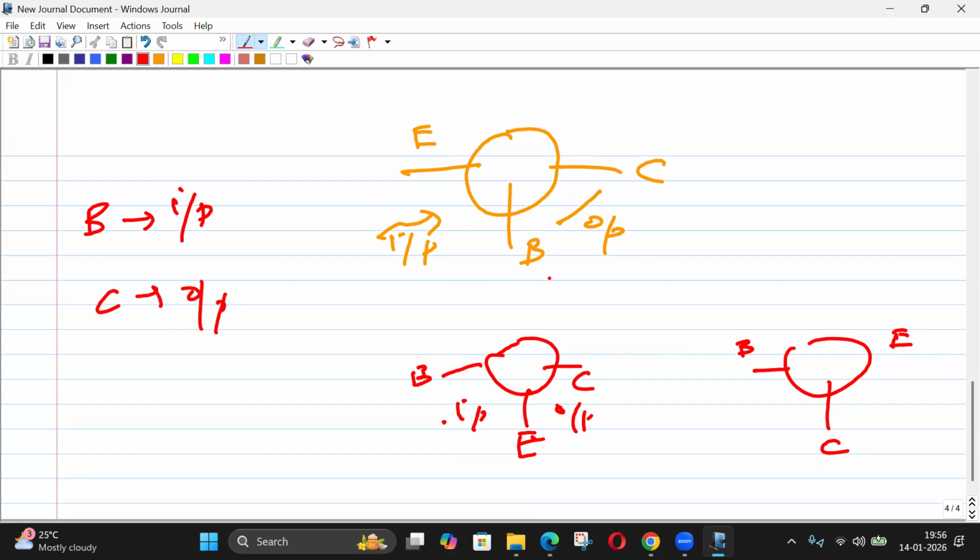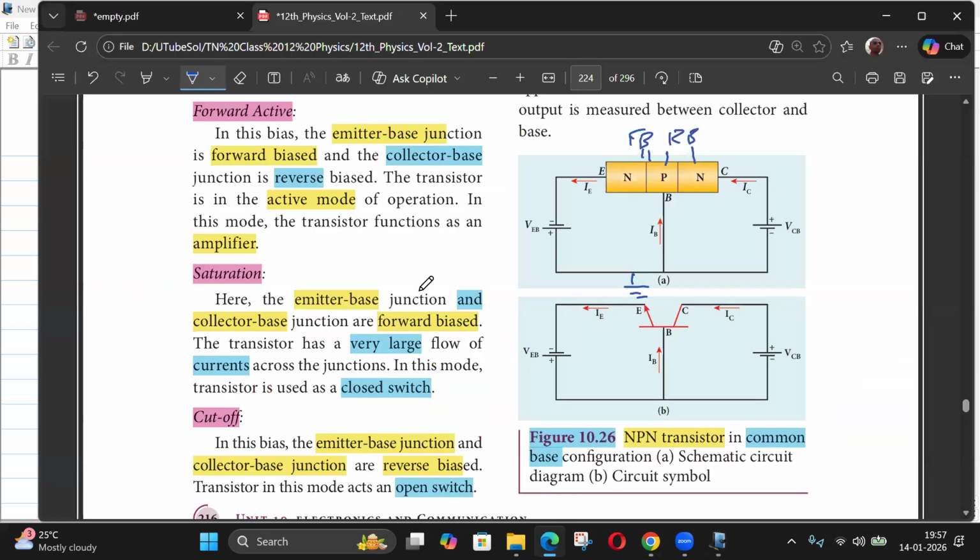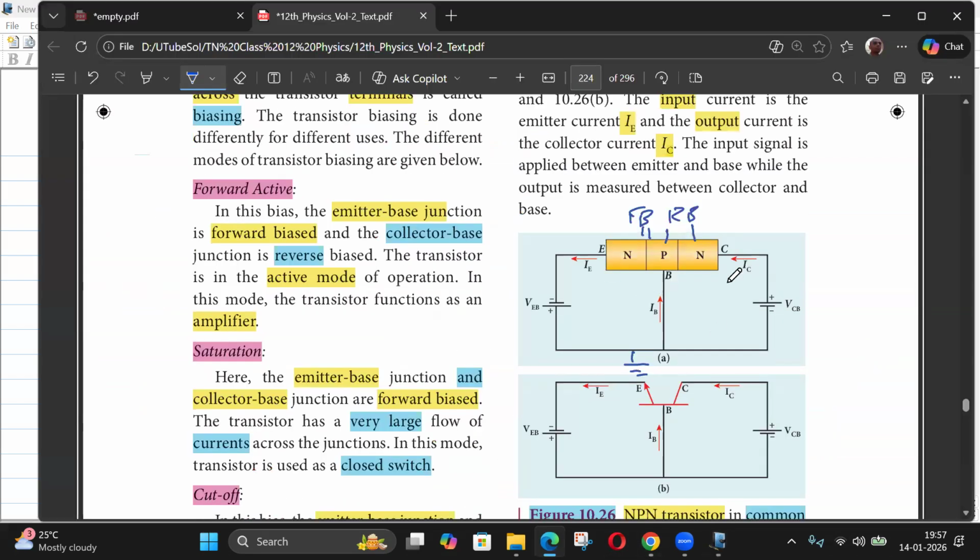At the maximum, it can be common. But the emitter can be both input and output. Here it is input, here it is output. So you have to remember this. This is called common base configuration, this common emitter, and this common collector. There is some bias between these terminals. Emitter can be both input and output. Collector prefers to be on the output side, and base on the input side. So in common base, obviously the emitter should be in the input, and the collector prefers to be on the output side only.